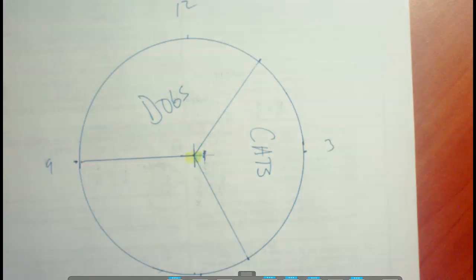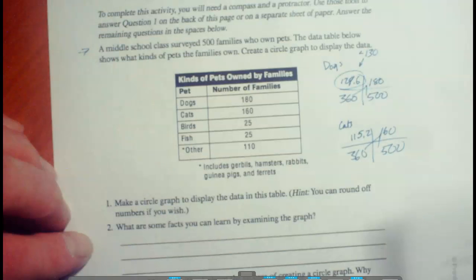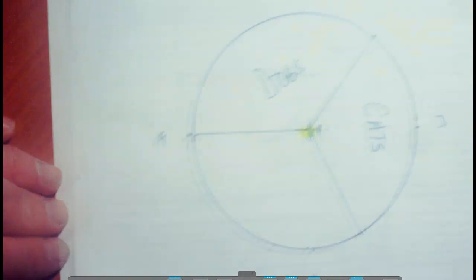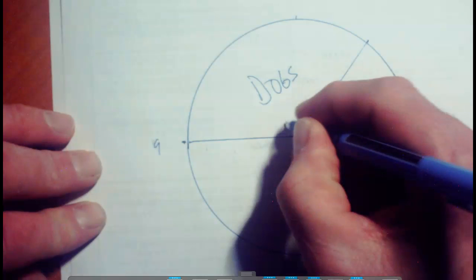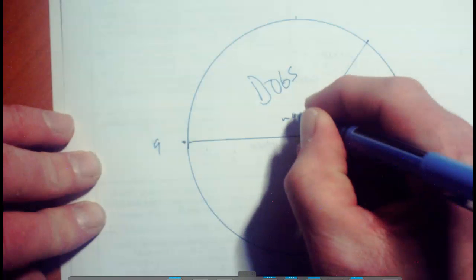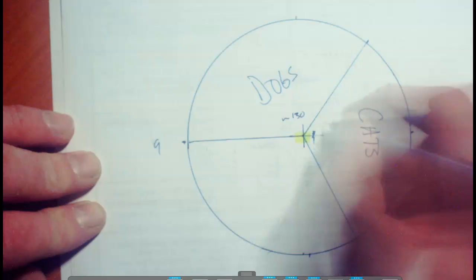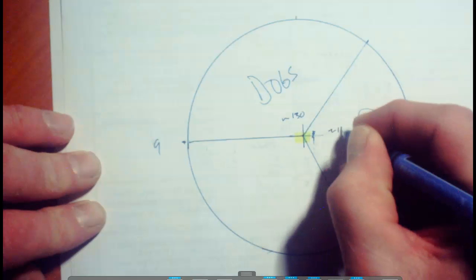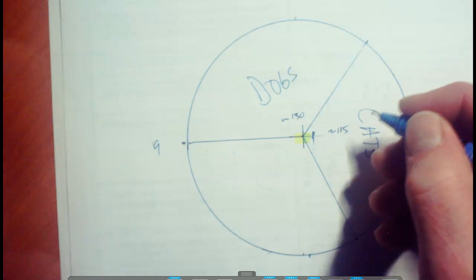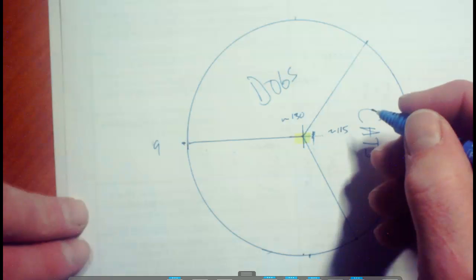Now the last part of the sheet, you'll be doing a little bit of interpreting, and you just have to examine some facts like that. Already we can see that this is around 130, and cats were around 115. You can already state that in this particular town, dogs are more popular than cats, right?